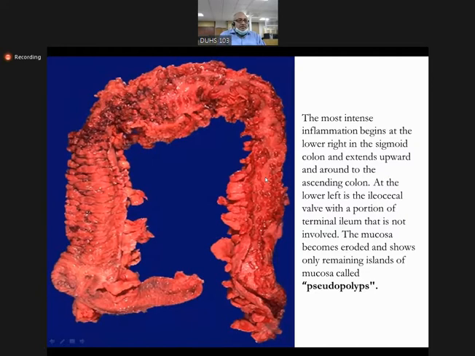Pseudopolyps means these are not true polyps. Here you can see. Okay. I hope you are visualizing it. So these are the remaining mucosa, the mucosal surface. The mucosa in between has been lost. So they give a protruded sort of appearance. That's why they are referred to as pseudopolyps. And here the more remarkable thing is that this whole inflammation is confined, as was in the description, to the colonic mucosa.